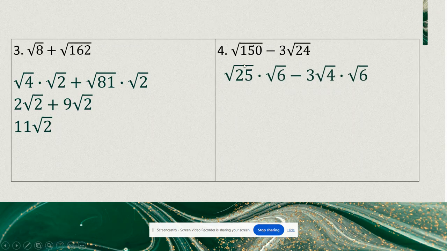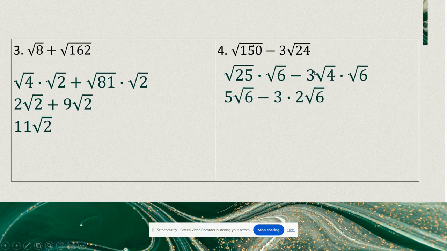Okay, the perfect square that goes into 150 is 25, right? Think of quarters, think of money. So I have the square root of 25 times the square root of 6. I'm breaking that apart. Minus 3, and then the square root of a perfect square that goes into 24 is 4 times 6. Okay, so of course I can simplify my perfect squares, the square root of 25 and the square root of 4, to 5 root 6 minus 3 times 2 root 6.